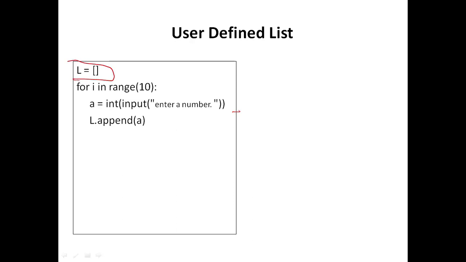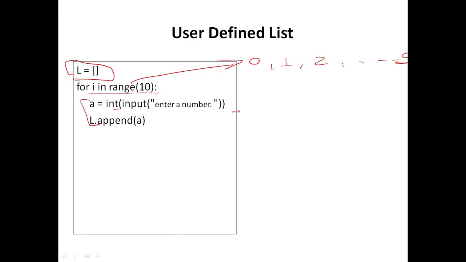like in the first line I have taken an empty list L, and in the second line I have run a for loop 10 times. So how does this for loop work? For this you have to see the video of for loop. This loop will run for 10 times, that is 0, 1, 2 up to 9. So what will happen? These two lines will be repeated 10 times.